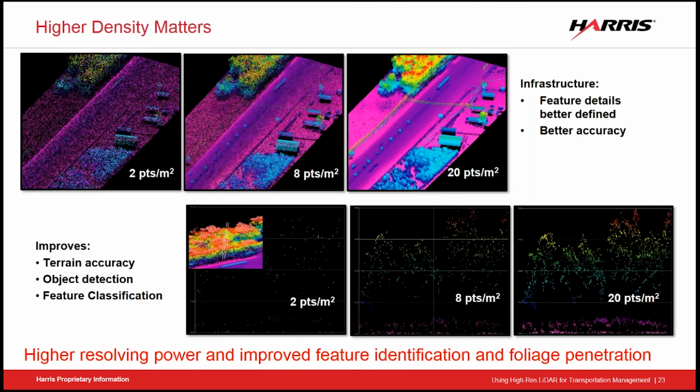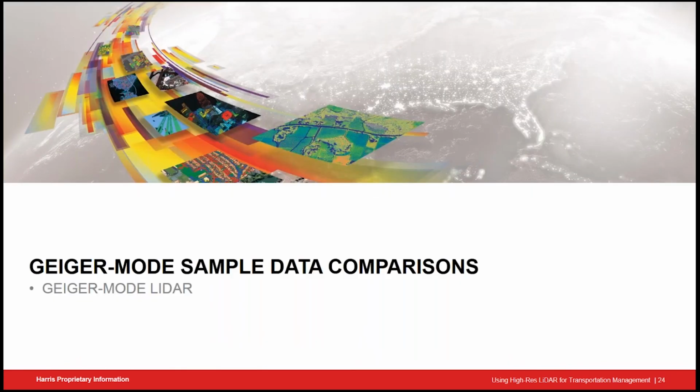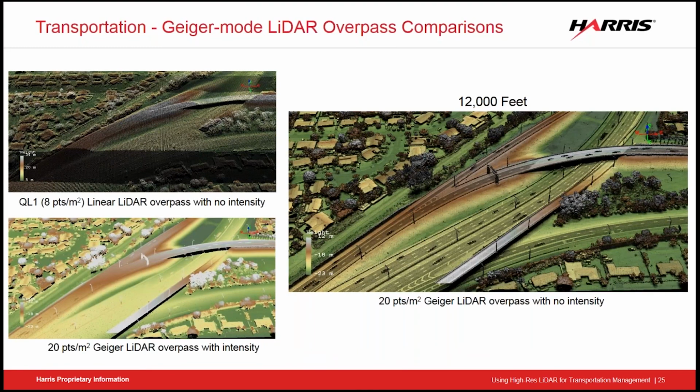So some examples of Geiger mode and data comparisons. This is just an example of an overpass. Up in the upper left, it's a QL1, a quality level 1 USGS, at 8 points per meter, and then the bottom at 20, and being able to see this with no intensity gives you an idea of collecting that at 12,000 feet. We're able to see a lot more information, glean that out, and resolve that, if you will, when it comes to finding guardrails and signs and striping and edge of pavement, etc.